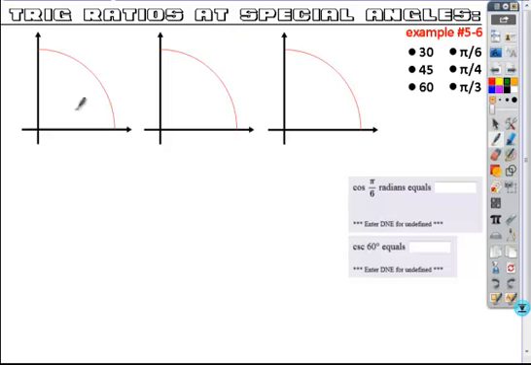So let's start with a 30-degree angle. If we look at this 30-degree angle, remember we're dealing with a unit circle, so the radius is 1. If you recall from geometry, the 30, 60, 90 triangle has a pattern of x, 2x, x root 3. So x, this side opposite 30 degrees, is always going to be half the hypotenuse. In a unit circle, the hypotenuse is the radius 1, so the side opposite 30 degrees is 1/2 of that. So 1/2 of 1 is 1/2.